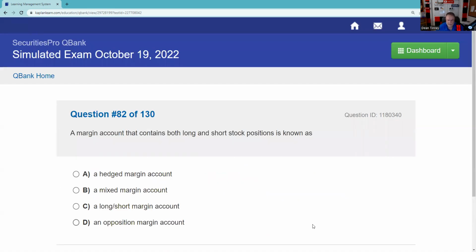A margin account that contains both long and short is known as a mixed margin account. Again, the 65 can be a challenge. I'm not sure how much time you want to spend on margin accounts.